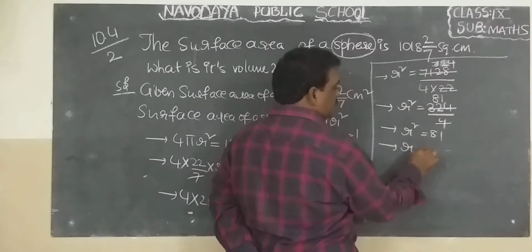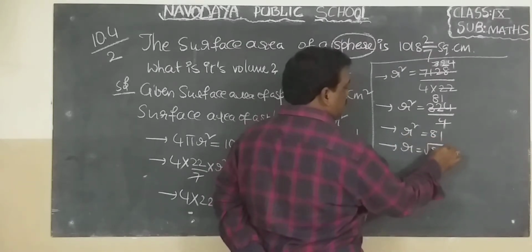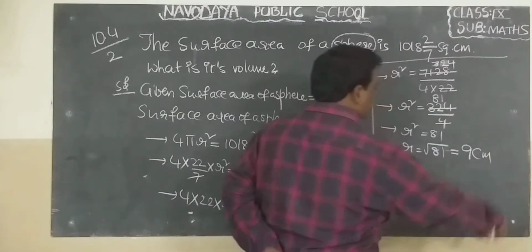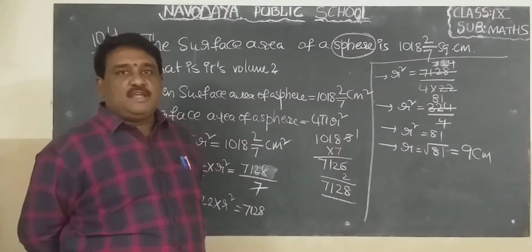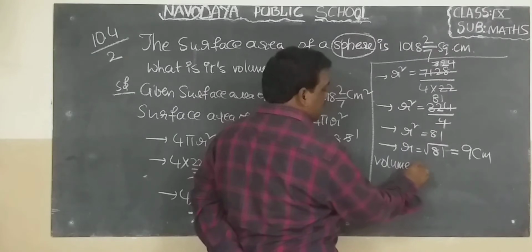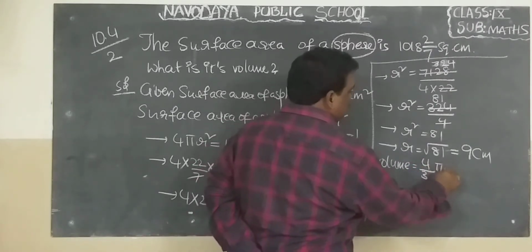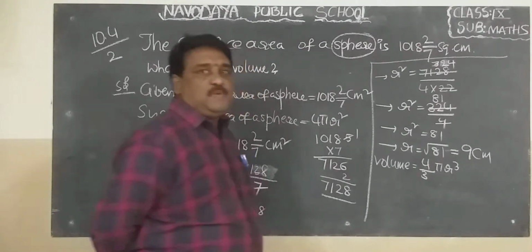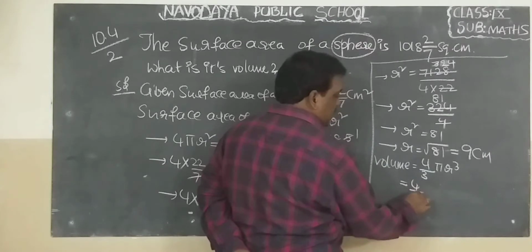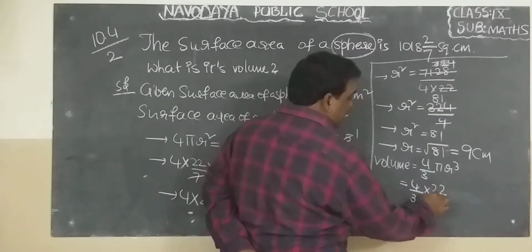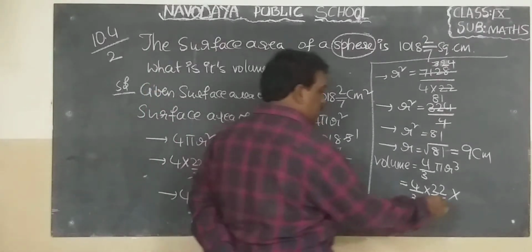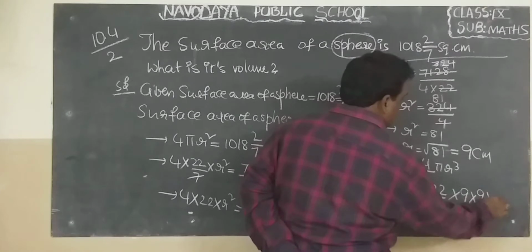R equal to square root. Square becomes root. Root 81. Root 81 is how much? 9 centimeters. Radius 9 centimeters. Then volume. Volume of the sphere is 4 by 3 pi r cube. What is the volume of the sphere? 4 by 3 pi r cube. 4 by 3 into pi value 22 by 7 into r cube. R how much? 9. R cube, 9 into 9 into 9.